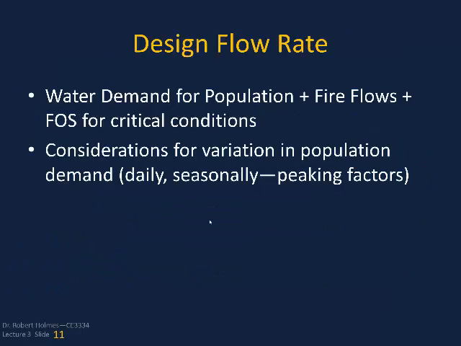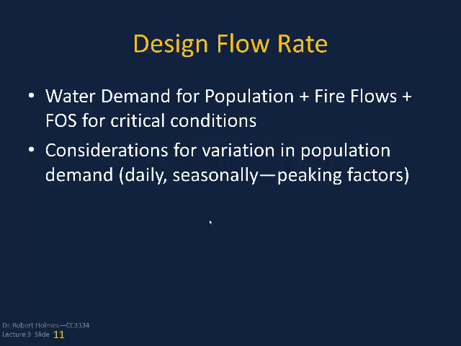So if we look at a design flow rate that you'd have to have for your system, through your pipes and your pumps and for storage, etc., it'd be the water demand for a particular population plus fire flows plus a factor of safety for critical conditions. So we're going to have to figure out what population you're going to serve, and then what the per capita use of water is times that population, and that's a particular method, and we'll talk about that in a second.